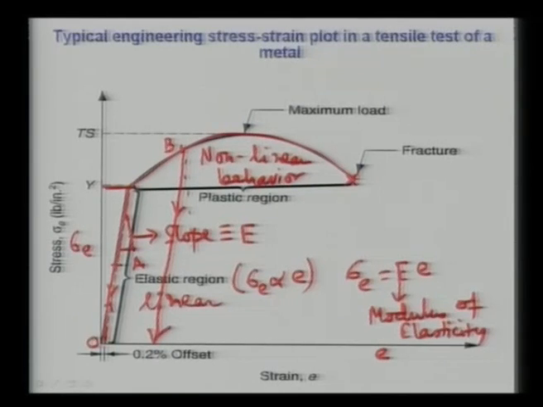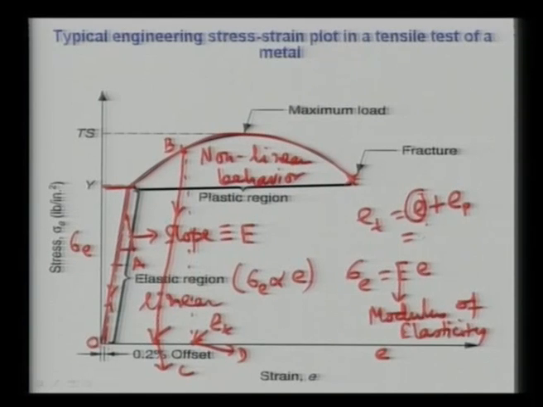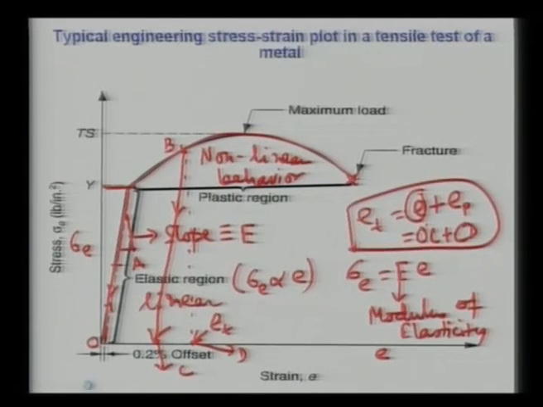So the unloading will take place in a completely different path. And in this region, if you want to find out what is the elastic strain and what is the plastic strain, suppose this is your total strain epsilon T or ET. Now ET is equal to EE, that is the elastic strain, plus EP, that is the plastic strain. And how to find the plastic strain? When you unload it, it comes back to, for example, the point C, and this is your point D. So the elastic strain is nothing but OC and the plastic strain is nothing but CD. That is the total strain that a material would experience in the plastic region.